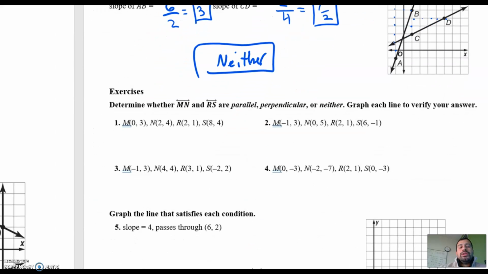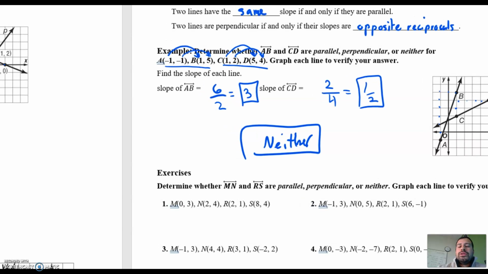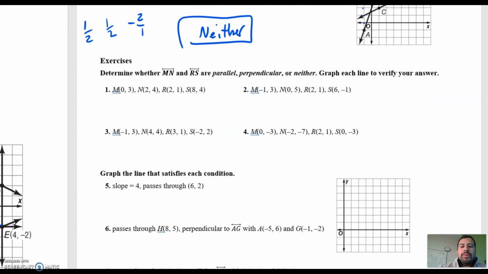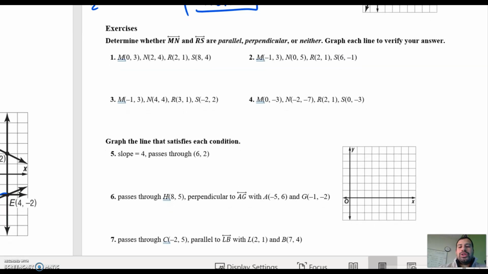All right, so what would it look like for them to be parallel or perpendicular? So say you had the slope of like 1/2. Parallel to 1/2 would be 1/2. Perpendicular to 1/2 would be opposite, so negative, and flip it, 2 over 1. That would make it opposite reciprocal. Go ahead and give these next group of problems a try, and then we'll jump down and look at that last section.